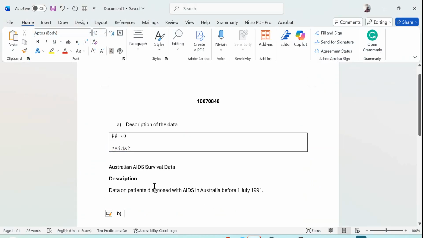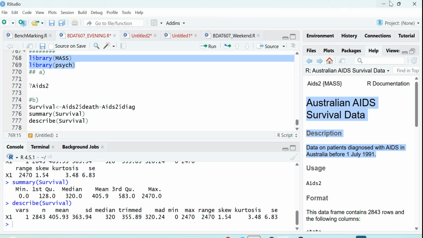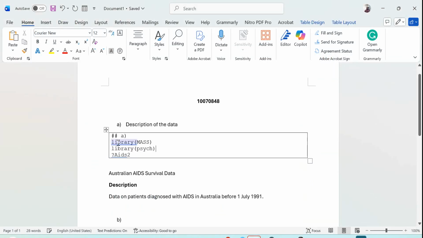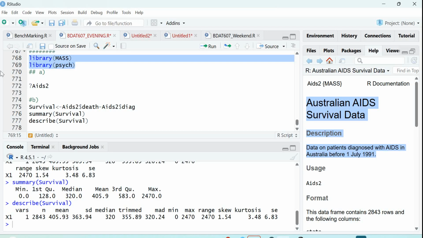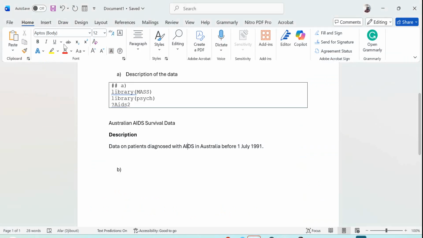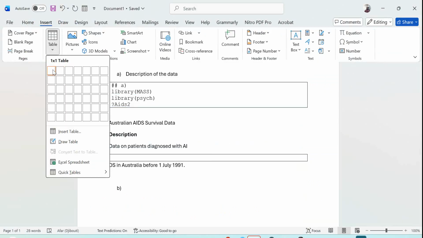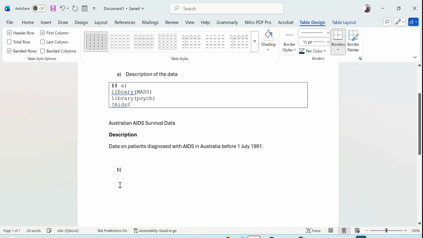As for this, as I said, you can do it in your own words, or I forgot the library. Sorry, so library, in your own words, or copy whatever is over there. Okay, so that's it. Then the B, what do we have to do there? That's also code, survival. So you insert a table. It should be here.